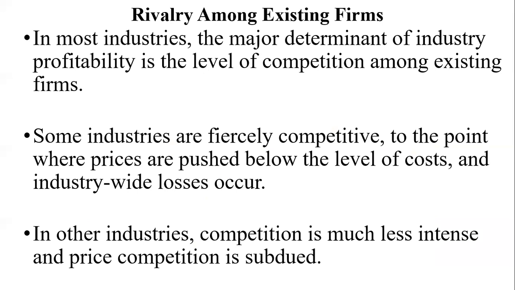Good. Now, the third factor or the third force identified by Michael Porter is what we call rivalry among existing firms. In most industries, the major determinant of industry profitability is the level of competition existing among the firms. So if the nature of competition is such that it is cutting through, then at the end of the day, some firms will be folding up because they are struggling to even break even, while other industries or giants or players in the industry will be making supernormal profit.